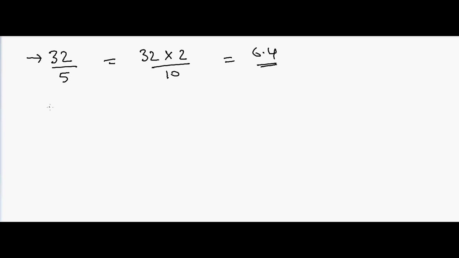Another example: suppose I have 16 and I want to divide by 5. The answer is 2 times 16 is 32, and then put a decimal here. That's your answer. Again, if I have 104 and I want to divide by 5, what would be the answer? 2 times 104 is 208, then a decimal here. That's your answer.